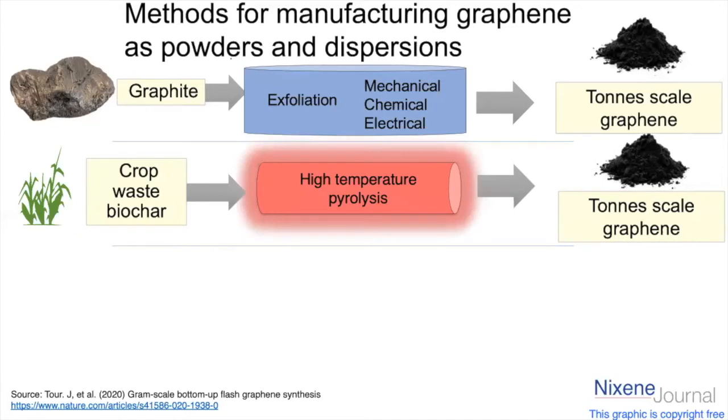Another method is looking at taking crop waste. So you take waste crops, wood, food, that sort of thing, and high temperature pyrolysis is a method really of just heating it to extremely high temperatures, well over 1,000 degrees centigrade. And continuous processes have been developed to do this. And again, they will produce ton scale of graphene. So we know of companies that can supply hundreds of tons of this stuff already. Interestingly, the sample I showed you on screen in that little vial, that was made by this method.